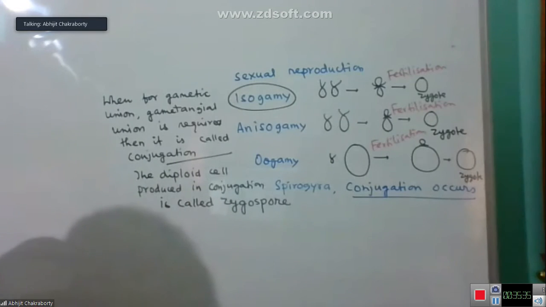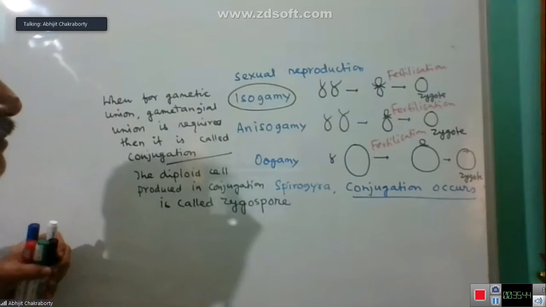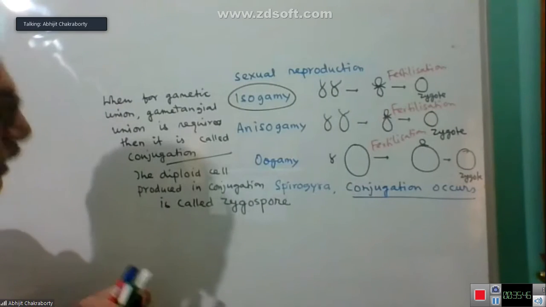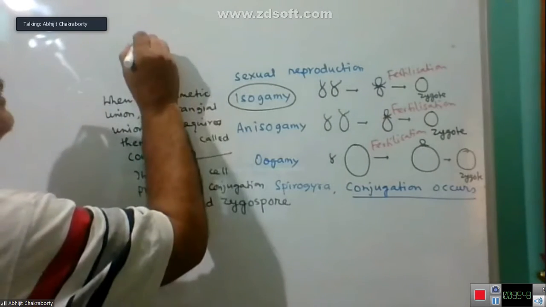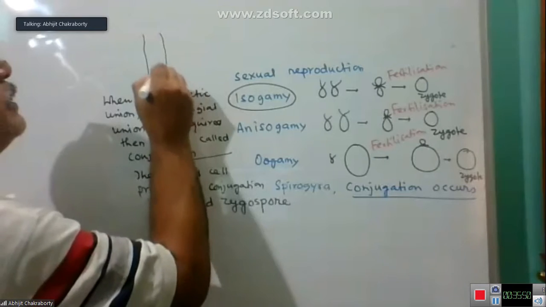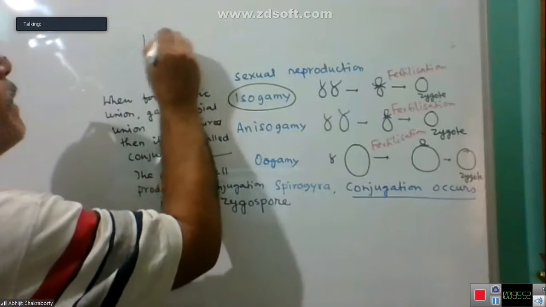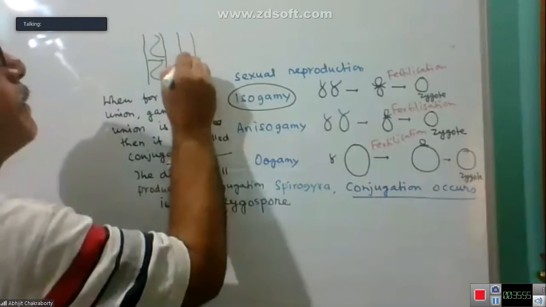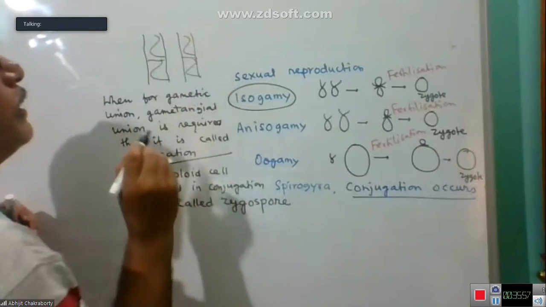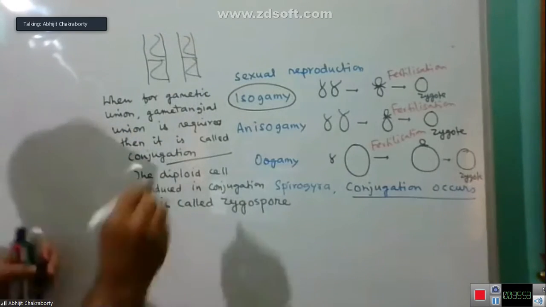Now I am showing you some reproductive features found in the case of conjugation. I am showing you what conjugation is, which will be easier for you. So there are two Spirogyra filaments. They are coming close to each other.